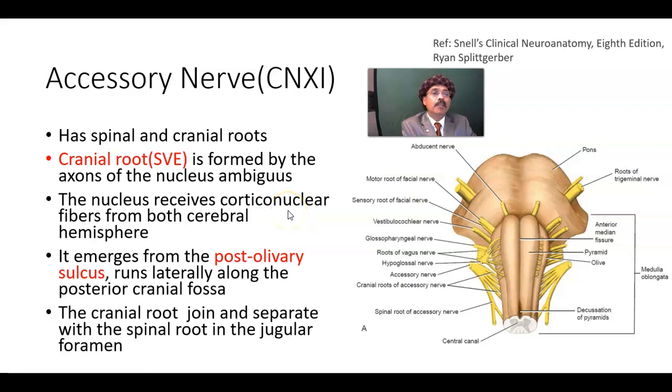Hello, my name is Dr. Dewan S. Raja. Today I will discuss the neuroanatomy of the accessory nerve. It is also called the 11th cranial nerve.